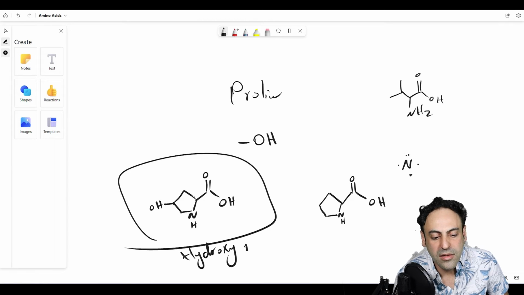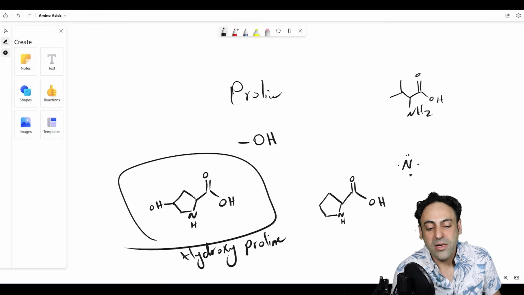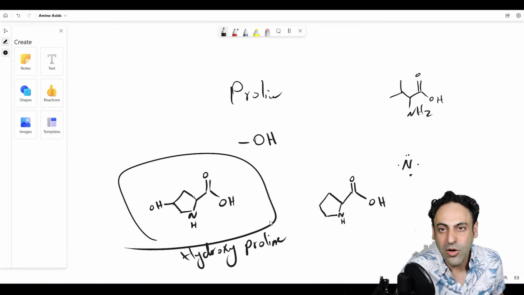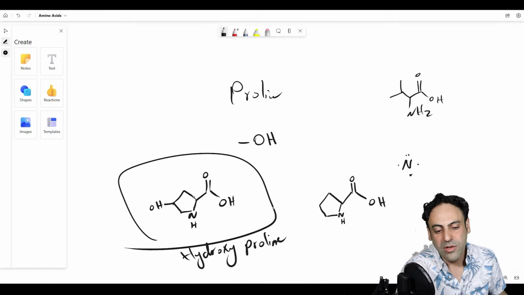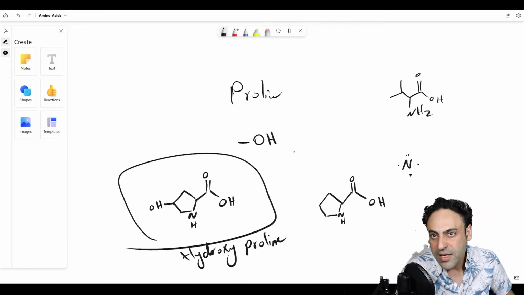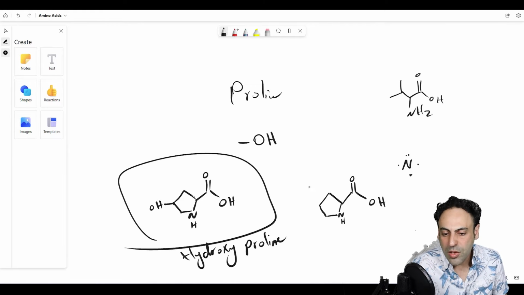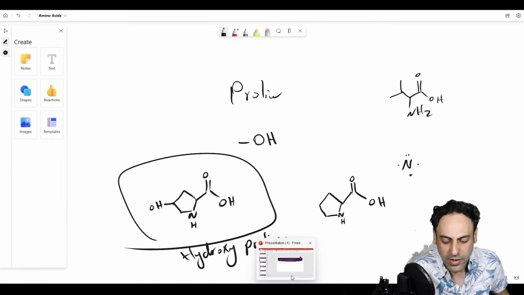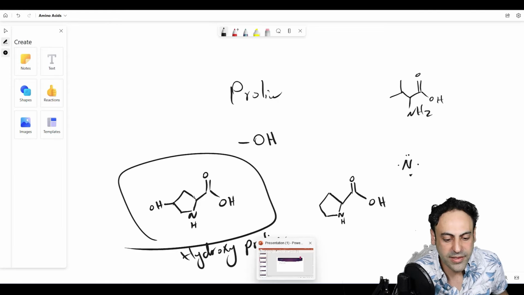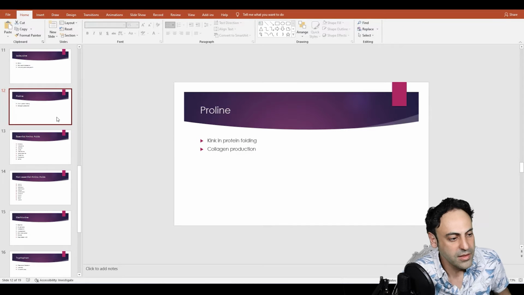Hydroxyproline. All right, you see, organic chemistry and biochemistry are not that hard. We just have to pay attention to what we are doing and what we are hearing. So it's very important in protein folding. And also because of the structure that it has, it is used as a kink in the folding of the protein. All right, let's go back to our presentations here.